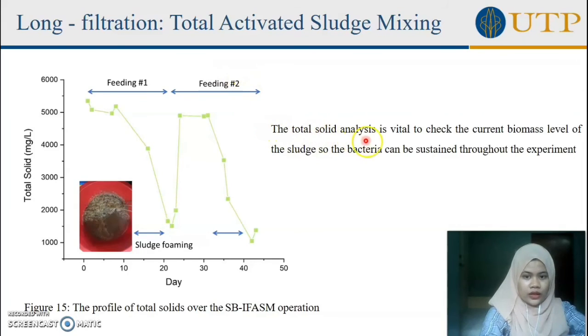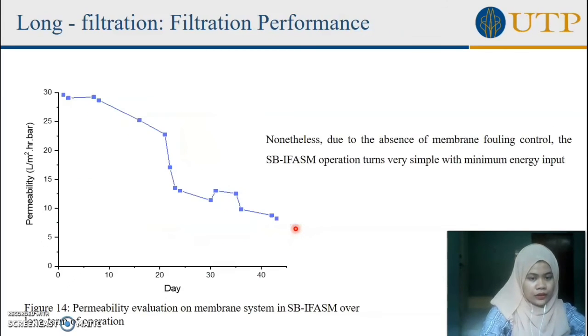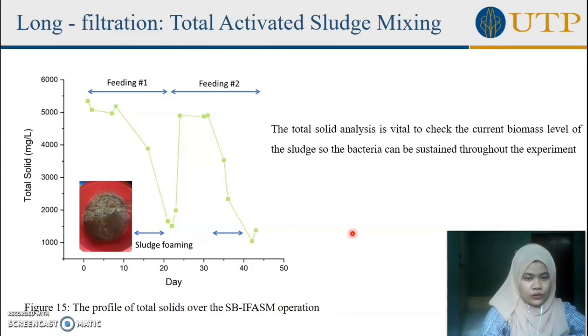And then the total solid analysis is also vital to check the current biomass level of the sludge so the bacteria can be sustained throughout the experiment. As you can notice here, from figure 15 with figure 14, one can actually expect the logic where if the total solid decreases, the permeability should increase, but it happens otherwise for this part. This is due to the biofilm biological system. So in other words, it is important to maintain the biological system for the biofilm so that the result will be like what we have expected earlier.